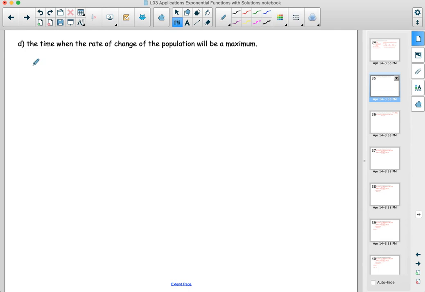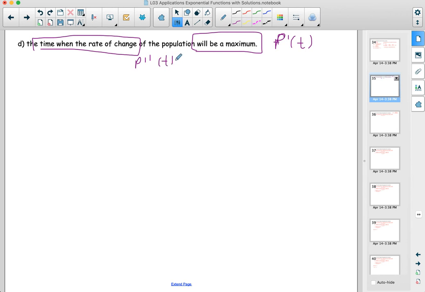All right, so the next question is asking us the time at which the rate of change is the maximum, i.e. what is the maximum for p prime at t? So in order to find the maximum for p prime at t, again, it's either the endpoints of the domain or it's wherever p prime at t is 0. So the first thing you're going to have to do is find the second derivative.